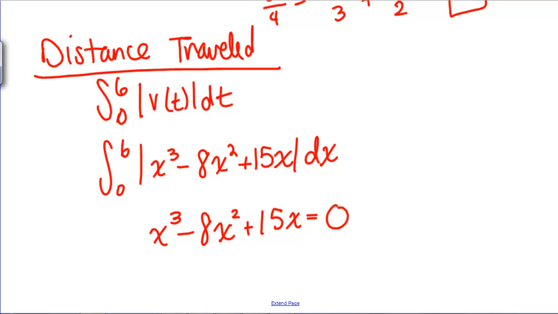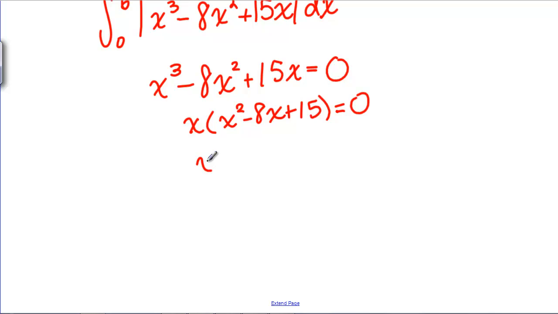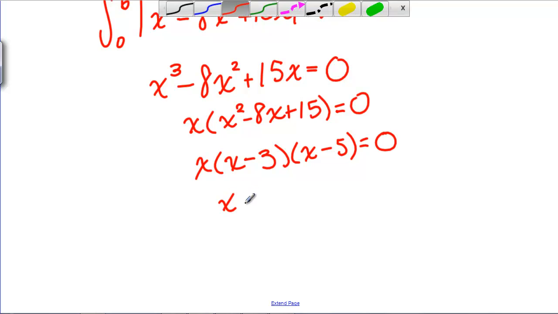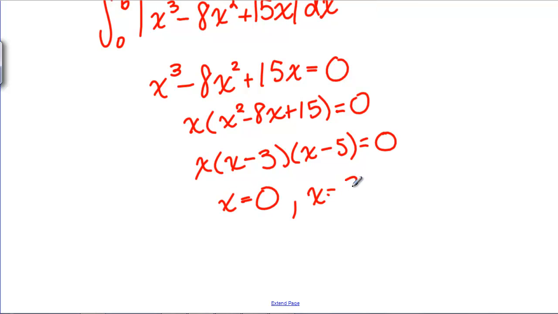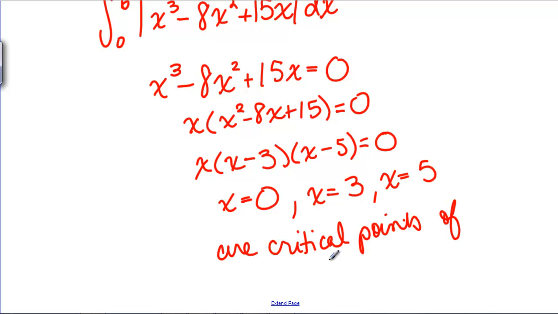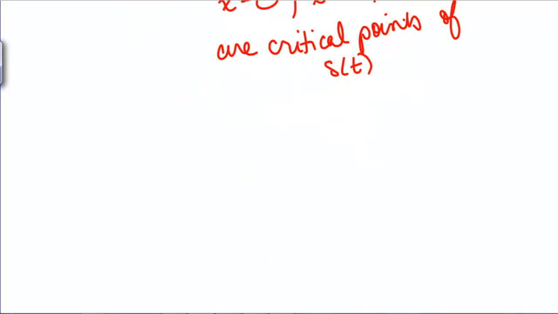So if we factor this, pull out an x times x squared minus 8x plus 15 equals 0, which means that x times x minus 3 times x minus 5 equals 0, which means that x equals 0, x equals 3, and x equals 5 are critical points of the position function, or places where the velocity function might change sign. So what this means is that we need to split up our integral at each of these critical points.